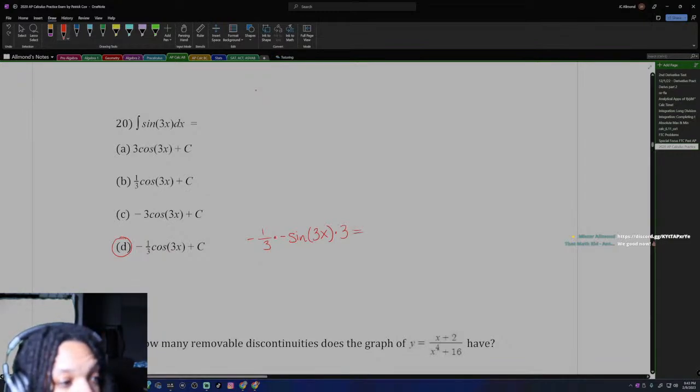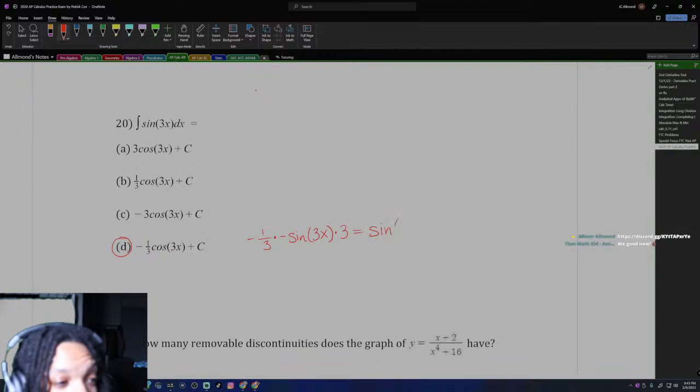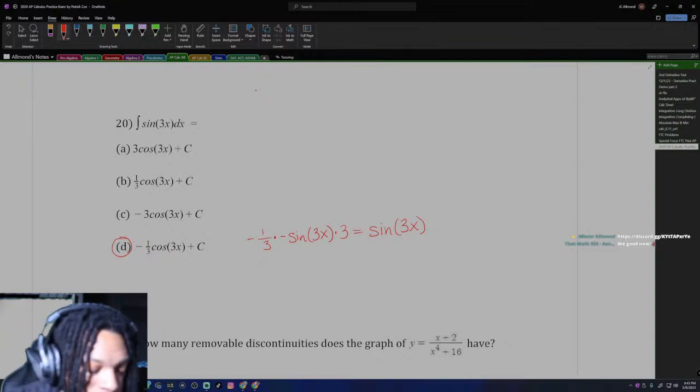Now, if I simplify this, the two negatives cancel out. The 1/3 and the 3 cancel out. So I do get sine of 3x, plus 0, technically, because the derivative of c is just 0. But yeah, we got D by inspection.